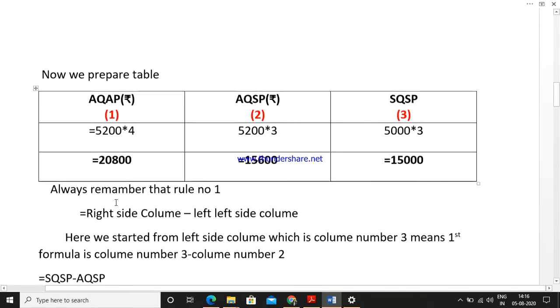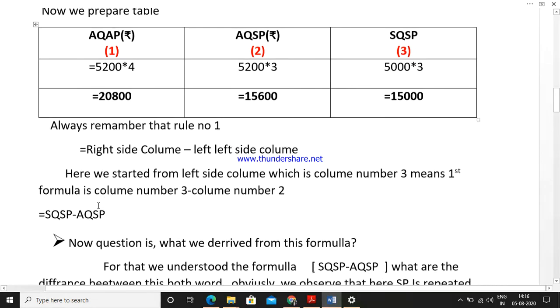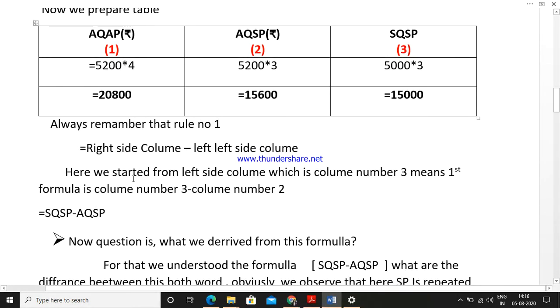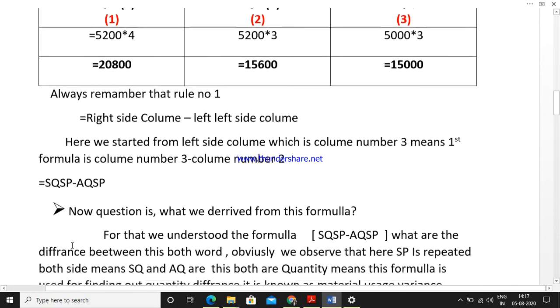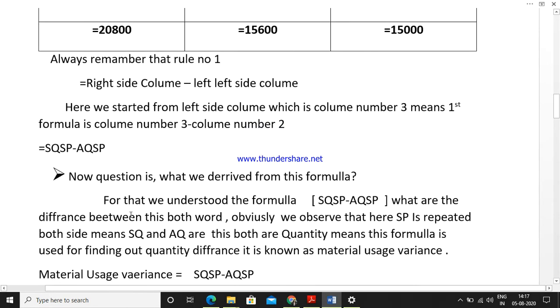Now, always remember rule number 1: right column minus left column. Here we start from the left side column, which is column number 3, means first formula is column number 3 minus column number 2, which is SQSP minus AQSP. Now, the question is what we derive from this formula? For that, we need to understand the formula SQSP minus AQSP.